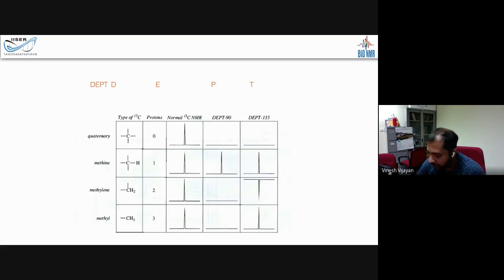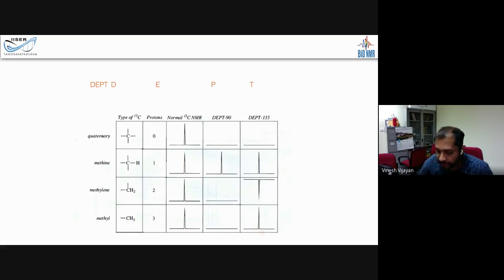CH2, on the other hand, will not give any signal for DEPT 90, but for DEPT 135, it gives you a negative signal. Methyl, CH3, will also not give any signal in the DEPT 90, but gives you a positive signal in the DEPT 135.